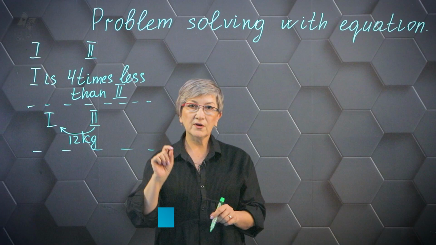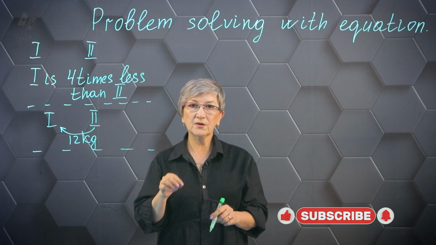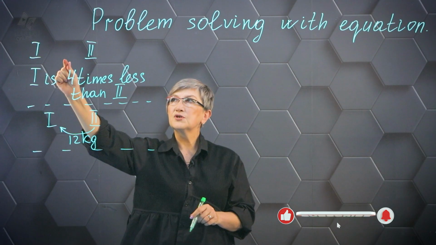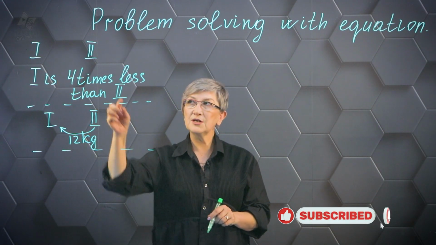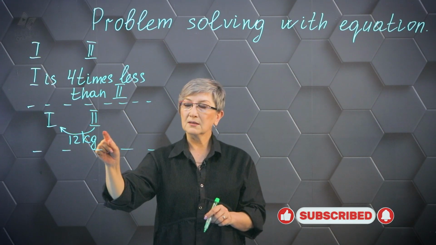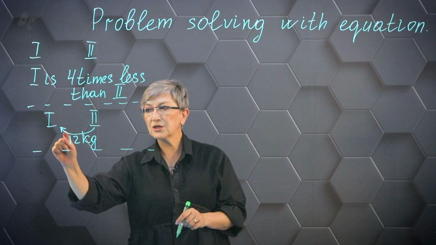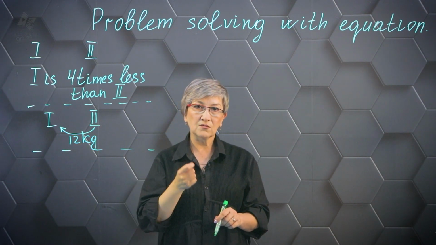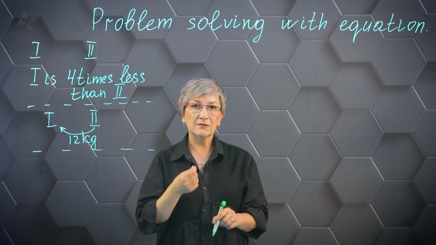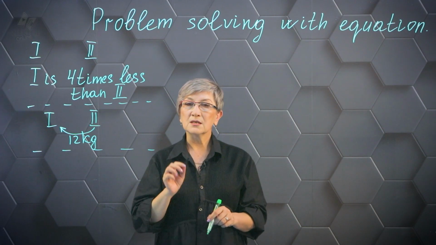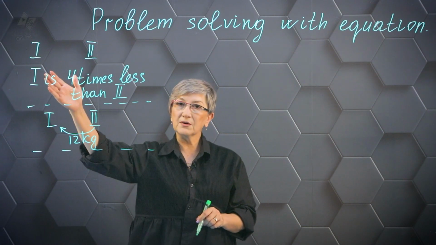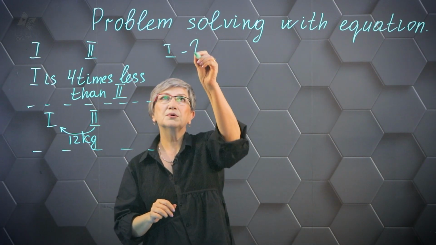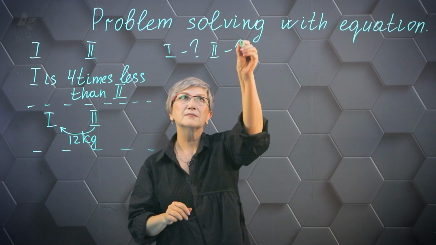As I've written down the conditions of this problem, it says that the first box has 4 times less cookies than the second box. When 12 kilograms of cookies were transferred from the second box to the first box, the mass of the two boxes became equal. We need to find out how many cookies were in the first box and in the second box.